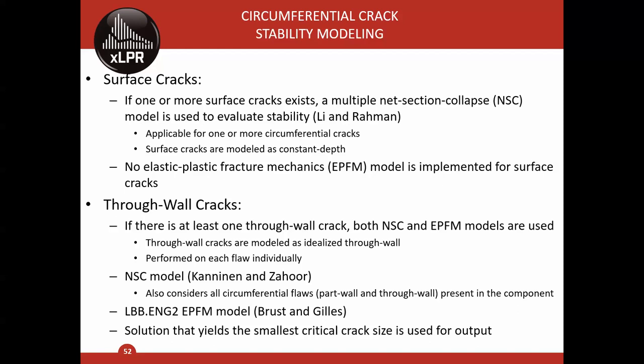It is noted that for crack stability, through-wall cracks are modeled as idealized through-wall cracks. Stability of transitioning through-wall cracks is modeled using an equivalent idealized through-wall crack with a crack half-length equal to the average of the ID and OD half-lengths of the transitioning crack.